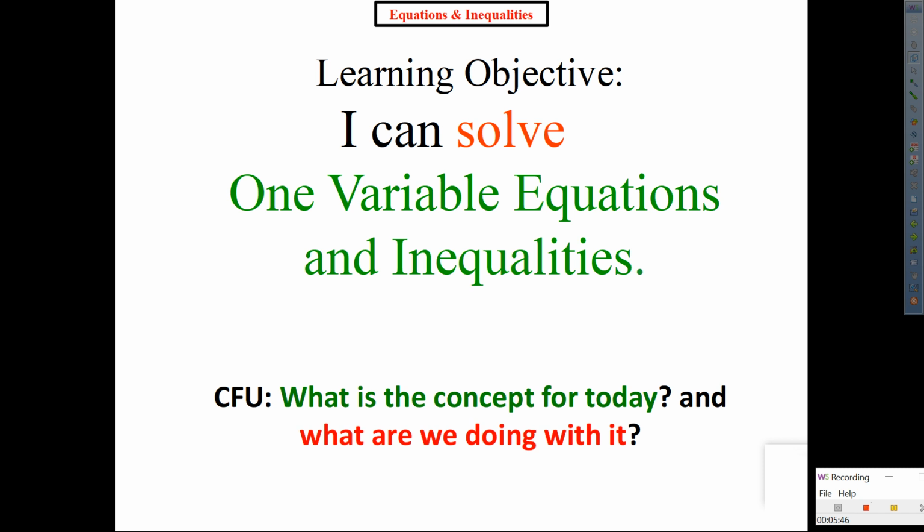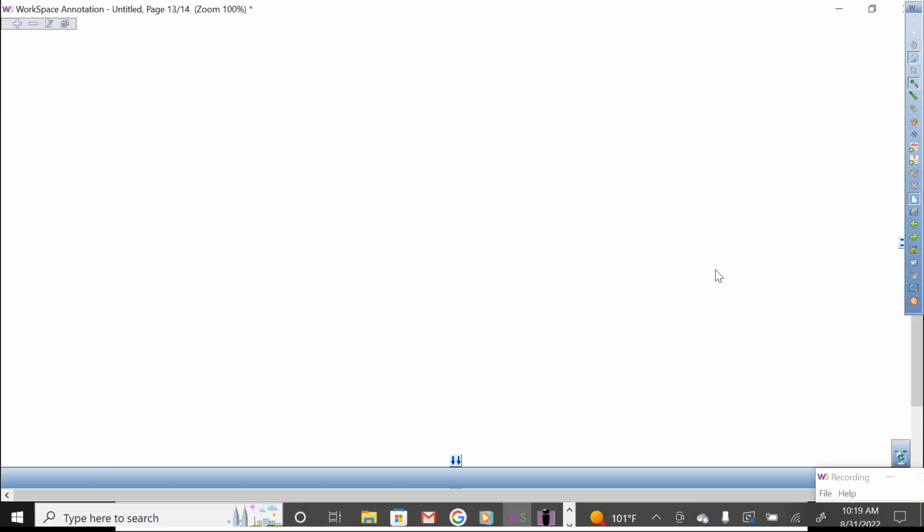So with that said, in order to keep organized, let me show you really quick your Cornell note. The Cornell note should look something like this.